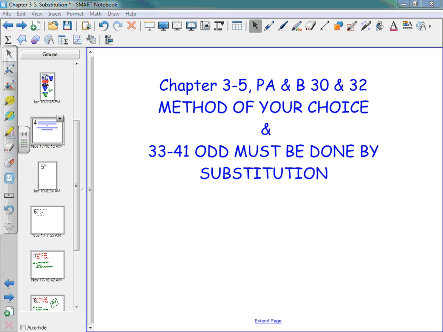Chapter 3-5, practice A and B, 30 and 32, method of your choice. Problems 33 through 41, odd must be done by substitution.